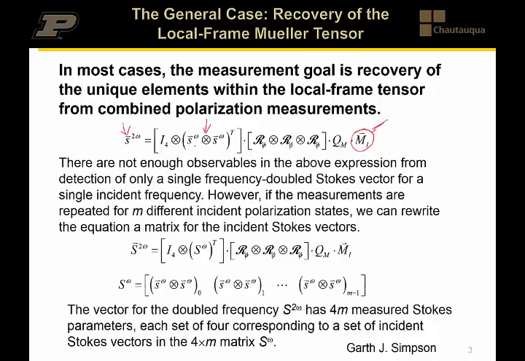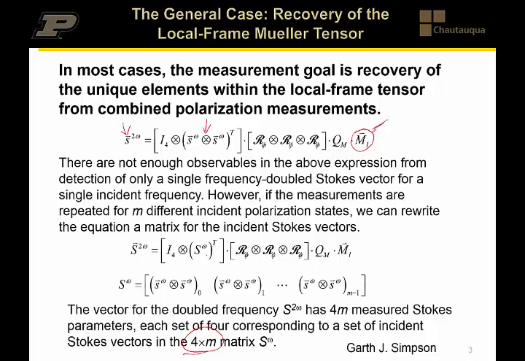If we now consider a set of many measurements, let's say for the 0th measurement I make it for a particular incident polarization state given by S omega Kronecker S omega. Then the second measurement, indicated by the index 1, has a different polarization state going in, and I have up to m different measurements for m different polarization states. I can stack all of those into a matrix. That'll be a 4 by m matrix.